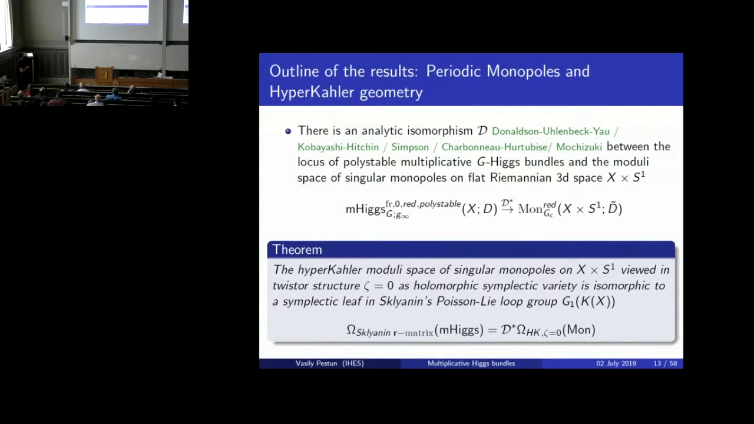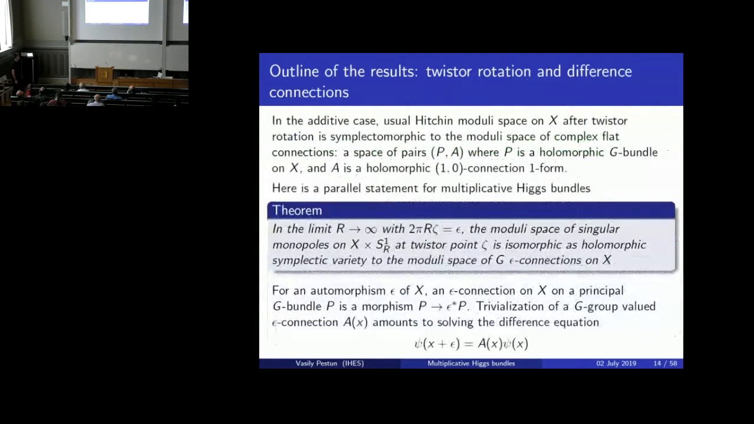So in this complex structure zeta equals 0, the moduli space of singular monopoles is viewed as a holomorphic symplectic variety, and it's isomorphic, with the symplectic structure, to the symplectic leaf in the Sklyanin-Poisson Lie group G1. So if you came from the question, what is the symplectic structure in the moduli space of monopoles, like you want to quantize a Coulomb branch or something, here's the answer. You take the Sklyanin Poisson structure on the Lie group, you pick the symplectic leaf, and the restriction to that symplectic leaf is this holomorphic symplectic structure on the moduli space of monopoles. So that explains how Yangian comes after quantization.